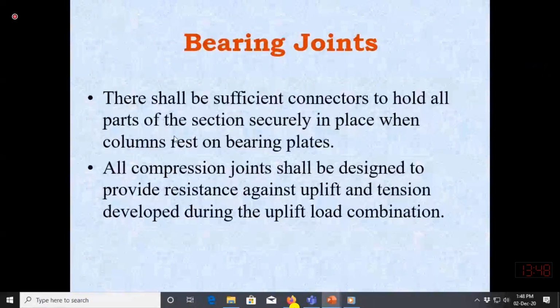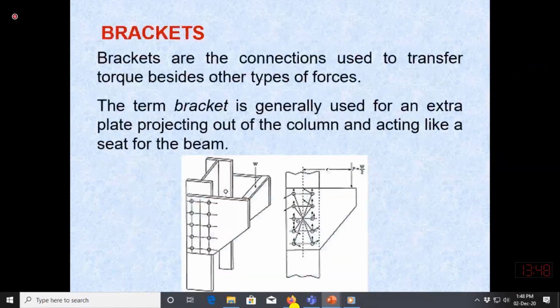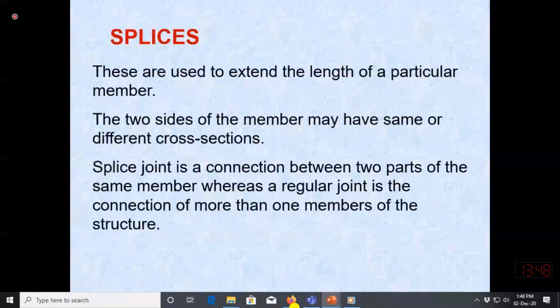So bearing joint, there shall be sufficient connection to hold all parts of the section securely in place when the column rests on the bearing. Actually, these are the connections which bear all the load. So let me check if I have some diagram or not. Okay, no, I will give you.